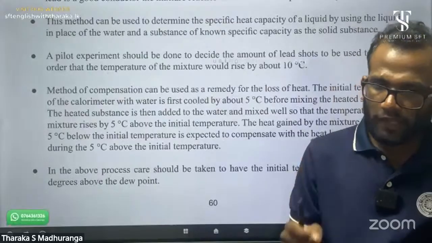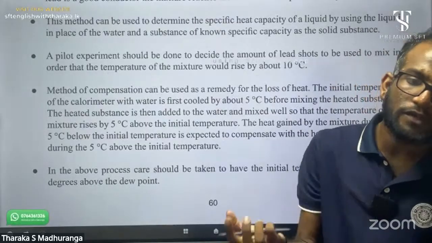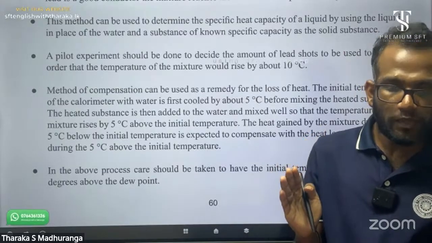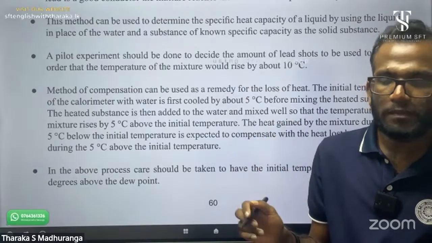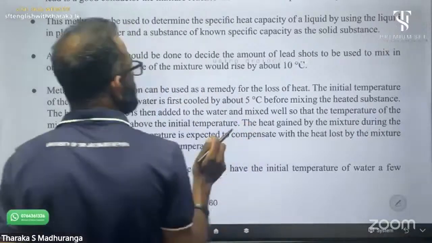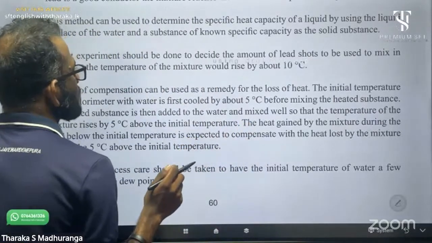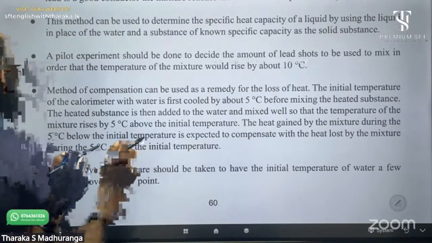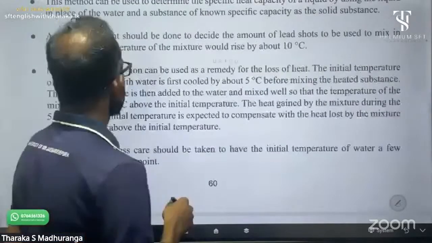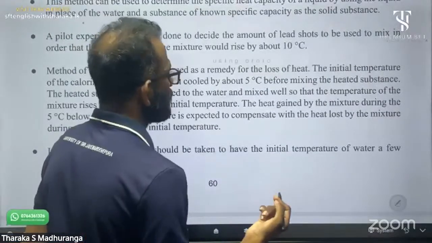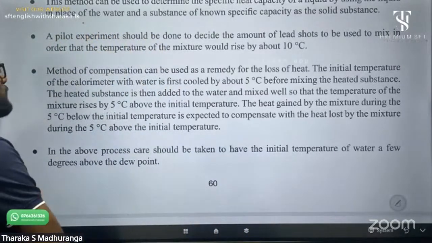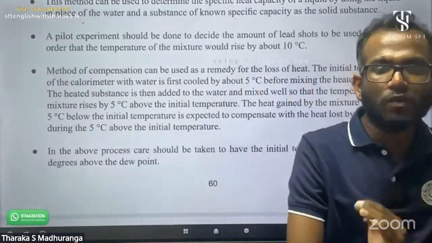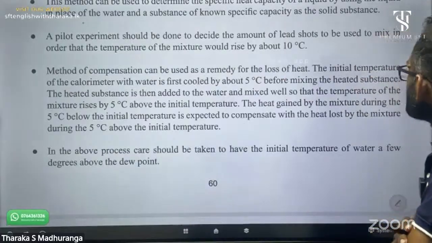Now, in this experiment, we assume there is no heat loss to the surroundings. To ensure that there is no heat loss, the method of compensation can be used to correct for the loss of heat. The initial temperature of the calorimeter with water is first cooled 5 Celsius below room temperature, before mixing the heated substance.